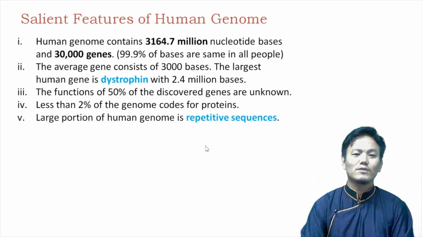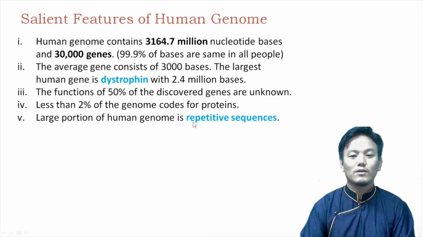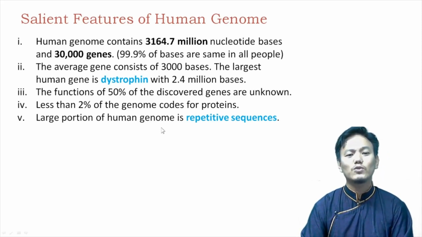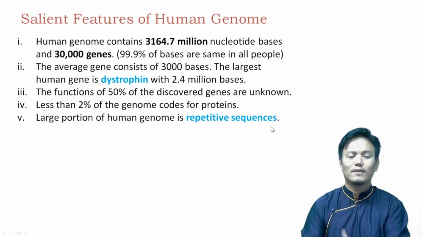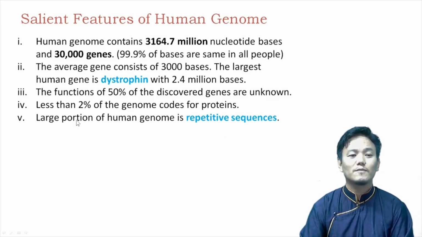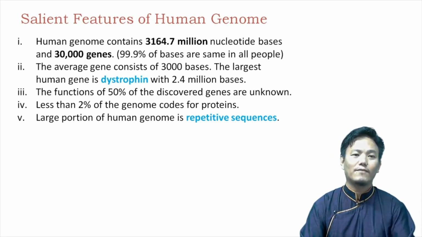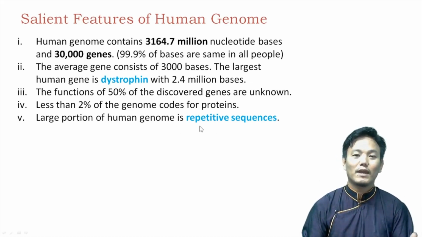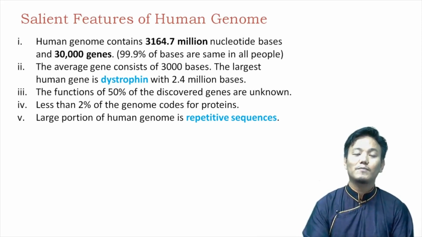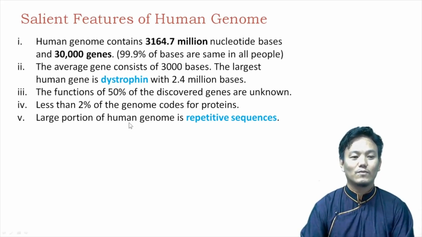The fifth is that the other parts, the ones which do not code for anything, are repetitive sequences. A large portion of the human genome is repetitive sequences, sequences which repeat again and again. These repetitive sequences are quite important. Even though they don't code for mRNA or any protein, they have important functions in the stability of DNA and in evolution, because they help in preventing unnecessary mutations.